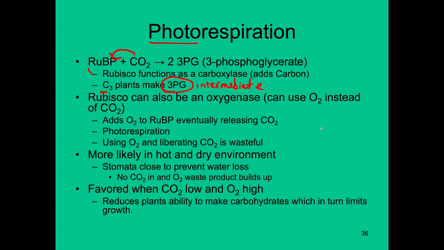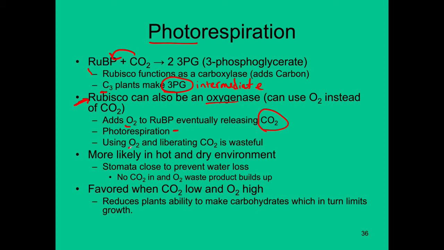intermediate production cycle. So the problem with C3 plants is that Rubisco also acts as an oxygenase. So in this case, it'll add oxygen to RUBP instead of CO2, and eventually CO2 starts to get released from the cell. Well, the problem is that oxygen doesn't have a carbon attached to it. And the whole point of the Calvin-Benson cycle is to get that carbon. We need the carbon. So this is a process known as photorespiration.